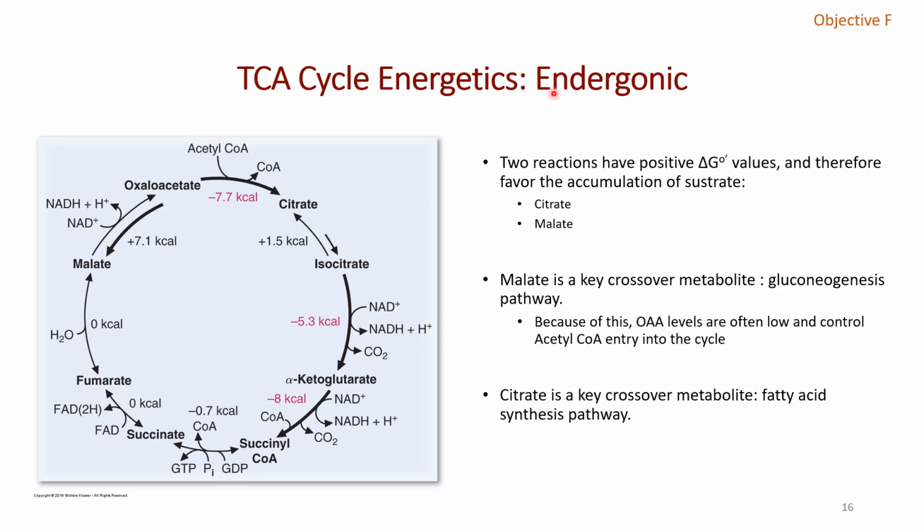There's a couple of steps here that are endergonic. Endergonic means that you need energy to be put in. You have to put energy into the reaction to make it go, and that is citrate to isocitrate, and it's also malate to oxaloacetate. And as you see here, the lines tell you a little bit about it. Because of the positive delta G, you see you have a large arrow going backwards and a small arrow going forward. So that shows you that you favor the reactants over the products.